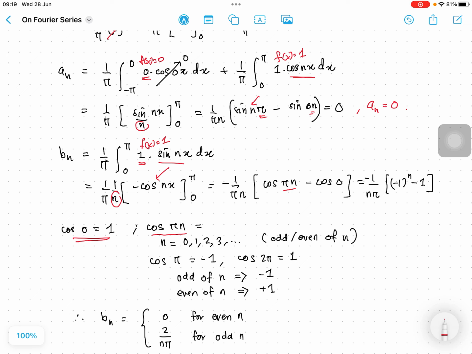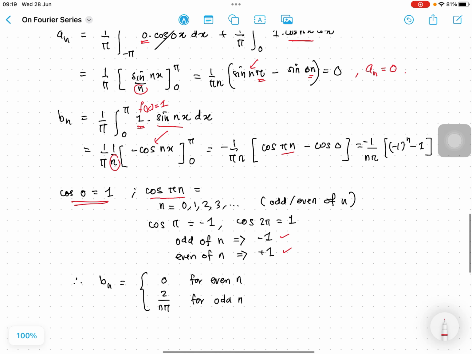Your n can start with 0, 1, 2, 3. So you can divide your n in terms of odd or even. If n is odd, it always gives you minus 1. If n is even, it gives you plus 1. In the end, you can write down, cos 0 here is always 1, that's why you get 1. But for the other term, you can apply this.